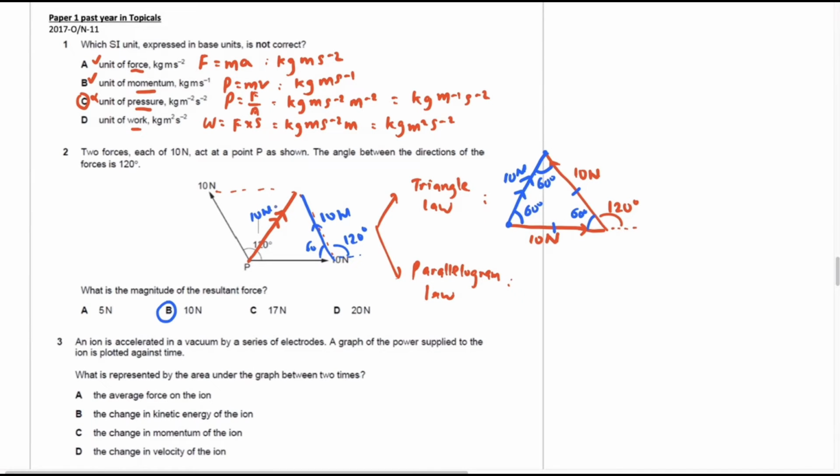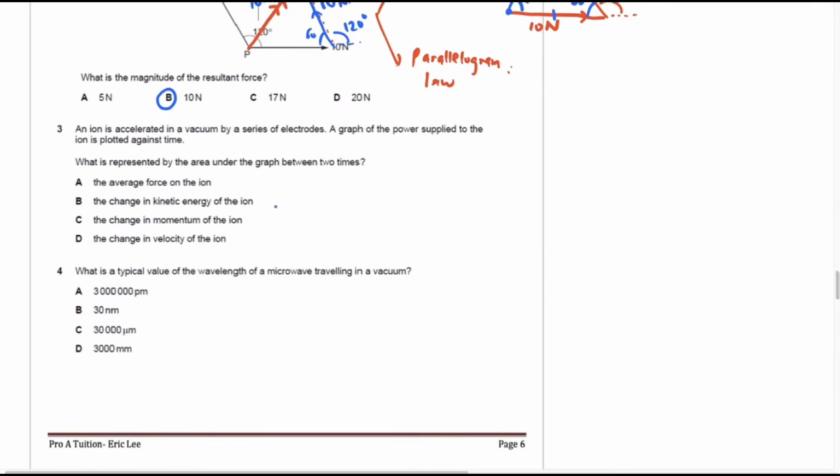Now, let's see another one. Okay. Question 3. Let's take a look. An ion is accelerated in a vacuum by a series of electrodes. A graph of the power supplied to the ion is plotted against time. What is represented by the area under the graph between two times?